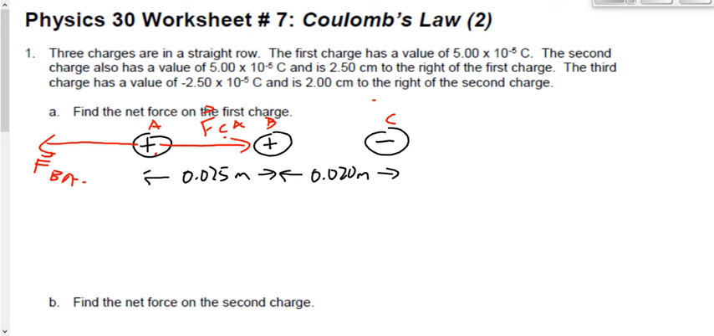One other thing you've got to be careful of when you're calculating FCA, what are you going to make the value of R? The value of R, the separation distance between C and A. Okay? Right, you've got to add these two together, because you need the total distance between C and A.